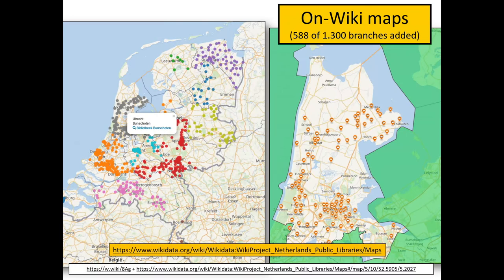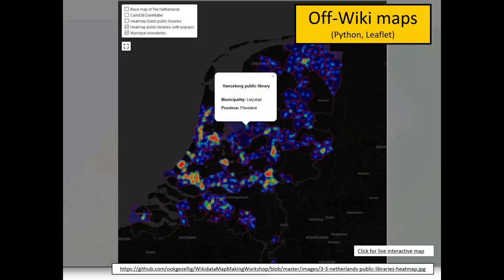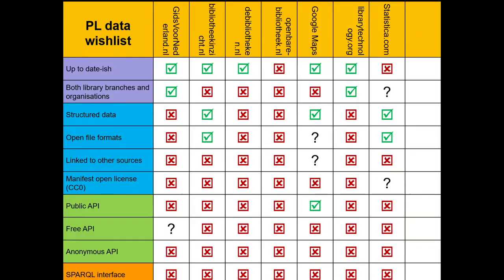Actually, last week I spoke with a volunteer who is now helping with entering the libraries. And you can really make cool maps in Wikidata, also using the Cartographer extension. And I even took it one step further. I also have some Python skills and some Leaflet skills. So I created, and I'm quite proud of it actually, this library heat map, which is fully interactive. You can zoom into it and you can see all the libraries. And you can also run it off wiki, so you can just embed it in your own website and it fully runs interactively. So now going back to my big scary table.